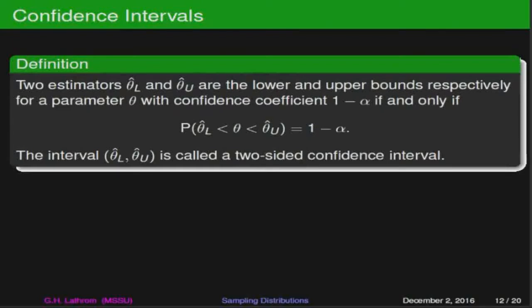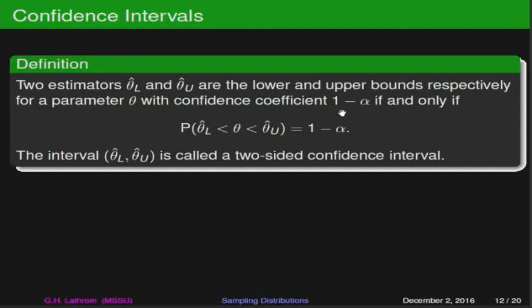And so one thing that you can do with those pivotal quantities is something called finding a confidence interval. So we've got two estimators, theta hat sub L and theta hat sub U, which are lower and upper bounds respectively for the parameter that we want to find, theta, with a confidence coefficient of 1 minus alpha. So alpha is going to be a number, usually in this kind of situation a very small number, something like 0.05 or 0.01 or something like that.